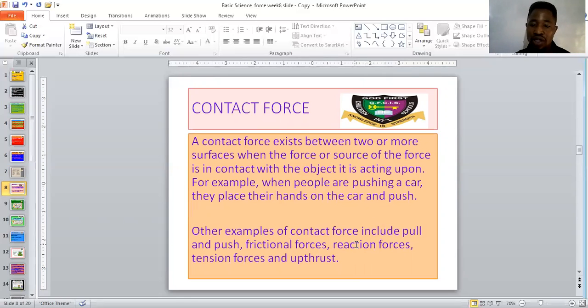Other examples of contact force include pull and push. I've explained that earlier. Frictional force, which is the force that opposes motion between two surfaces. Then reaction forces, tension forces, and upthrust. I'm going to show you an upthrust force.